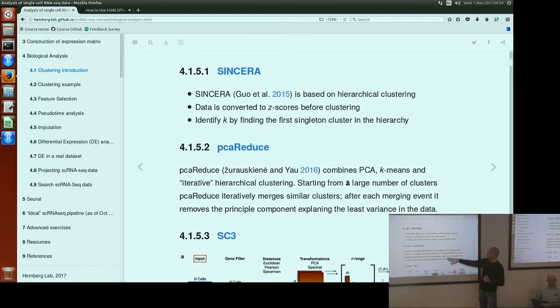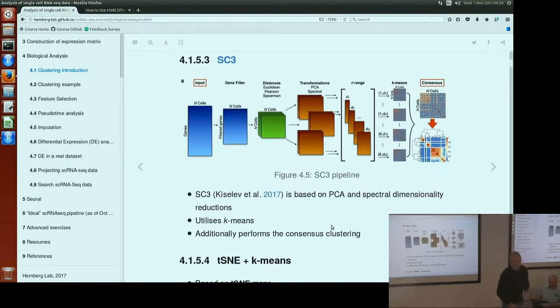This one is also iterative, and all the iterative methods are usually stochastic. So if you run it multiple times, you would get different results. The next one is SC3. This is our tool that we developed in our group. It's based, again, on dimensionality reduction, such as PCA, and we also use spectral dimensionality reduction. It also uses k-means, which means that it's also stochastic. There is one step where we calculate the consensus of different clusterings. We average different clustering solutions, which makes the final solution more stable.